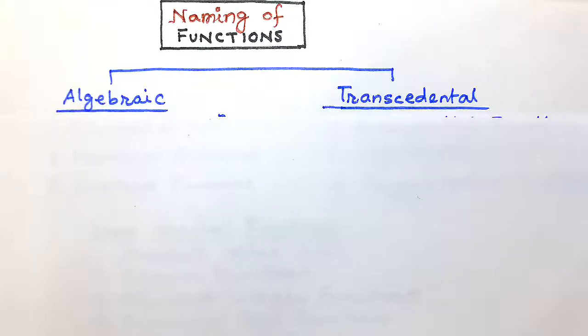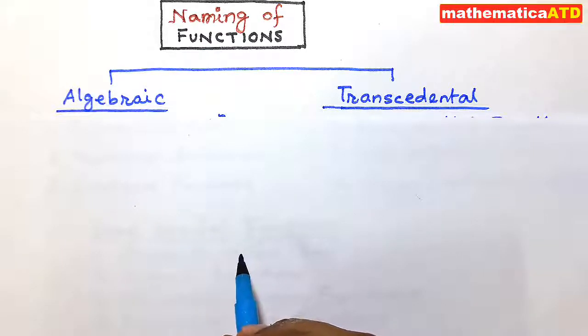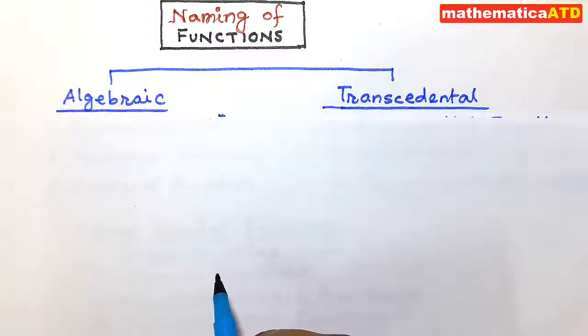Algebraic functions are the functions consisting of a finite number of terms involving powers and radicals of the independent variable, constants, and fundamental mathematical operations like addition, subtraction, multiplication and division. Otherwise, the functions are transcendental.